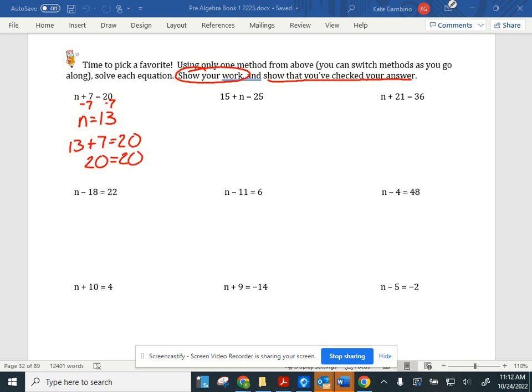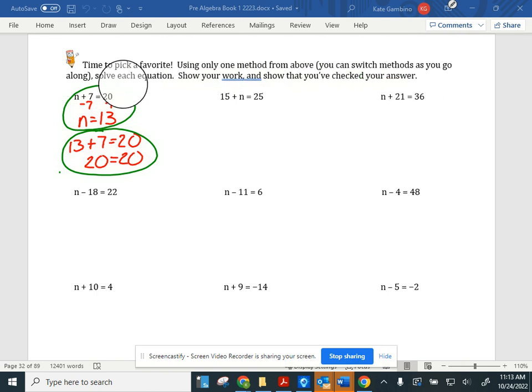So this top part is me showing my work. This bottom part is me showing that I've checked my answer. You need to have both on there. I should not just see n equals 13, or n equals 10. I should not just see answers. I should see it worked out, and I should see you checking your work. I do not want to see just an answer, because I want to make sure that we know what we're doing. Make sense? Show your work, show that you're checking your work.